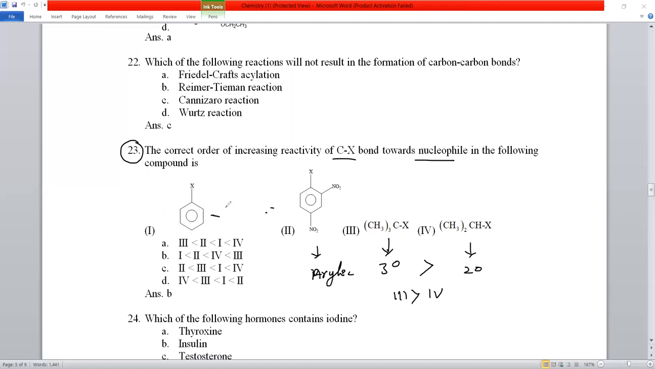Then in the aromatic ones, electron-withdrawing groups, minus I or minus M, are directly proportional to nucleophilic substitution reactions. Here 2 withdrawing groups are there. Here there is no withdrawing group. So the latter should be 2 and then 1. So 3, 4, 2, 1. Option B is correct, student. We have to check the stability of the carbocation here.